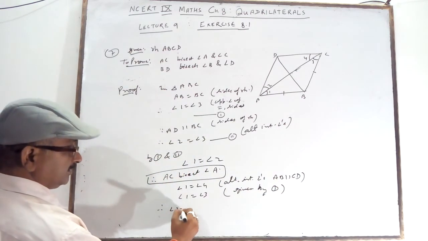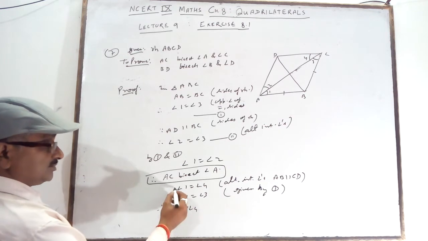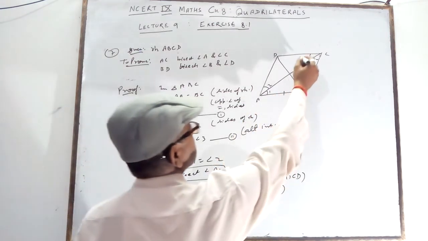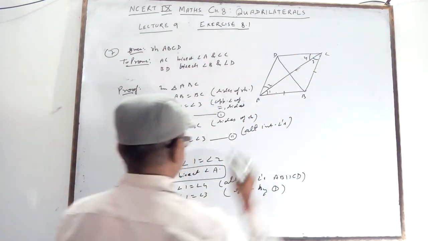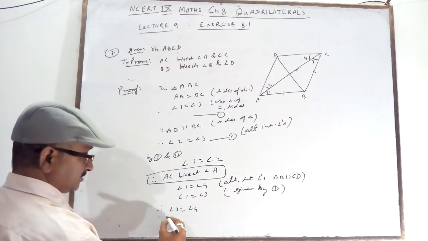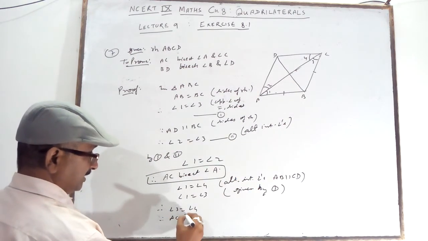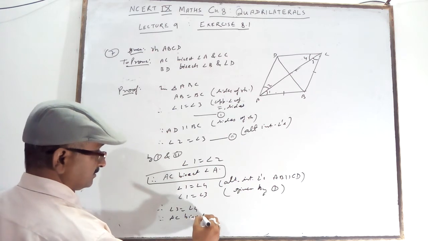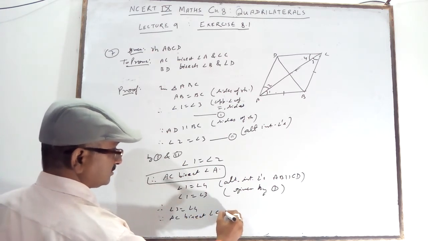So angle 3 is equal to angle 4. By these two, 1 is equal to 4 and 1 is equal to 3. So 3 is equal to 4. So AC bisects angle C also.